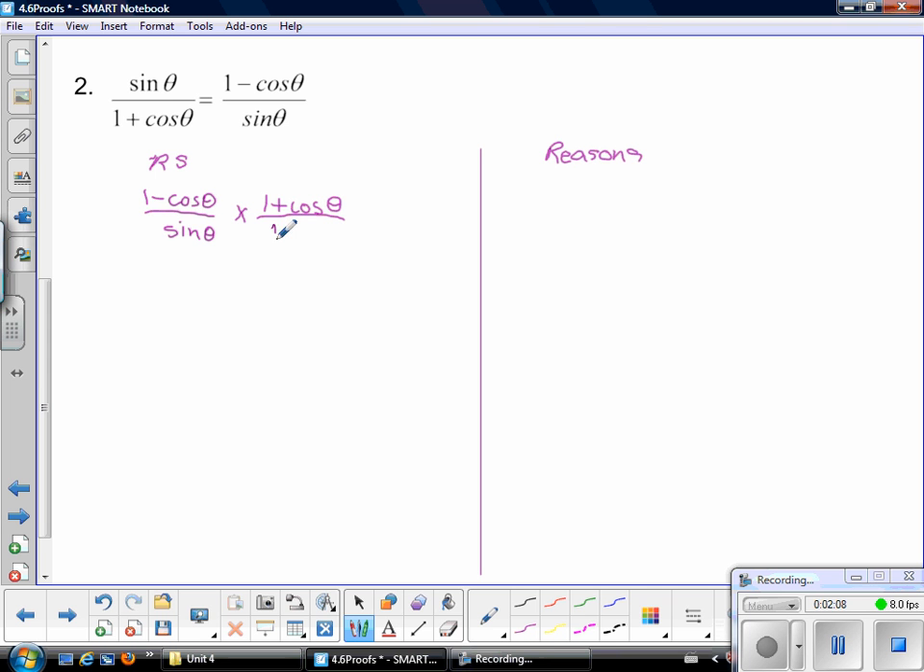So I'm just multiplying by 1. Whatever I do to the top, I do to the bottom. So my reason that I'm allowed to do that is multiply by 1. Now look what happens. I'll just recopy it for you so you can see, this is actually a difference of squares on the top.